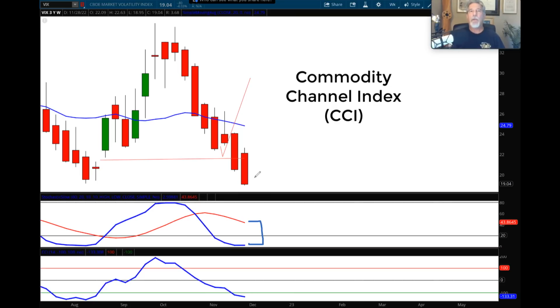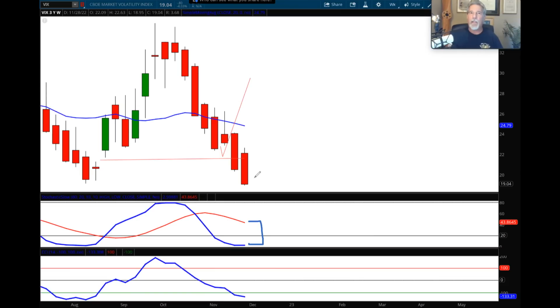Remember that the VIX, for the most part, is inversely related to the S&P. So next week, I do believe, is going to be the week where we see that candle turn green. So keep your eyes on the VIX.